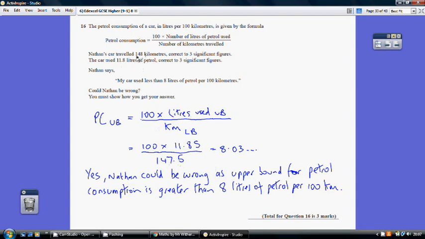The lower bound for 148 to 3 significant figures is 147.5. Popping this into our calculator, we get 8.03... Now that's above what Nathan says. So yes, Nathan could be wrong, as the upper bound for petrol consumption is greater than 8 litres of petrol per 100 kilometres.